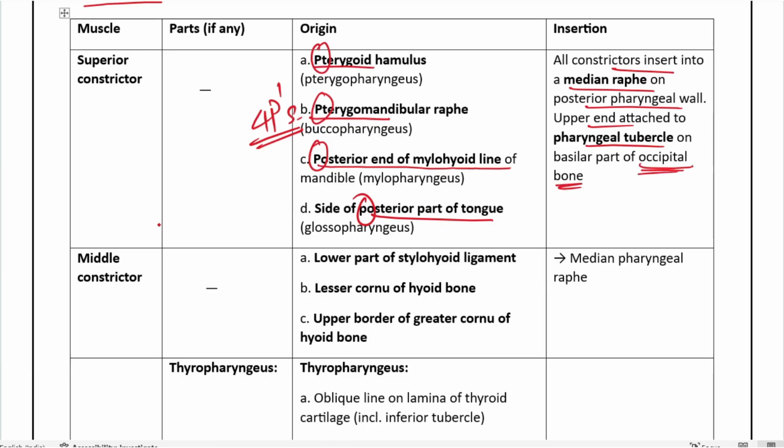The middle constrictor also is a paired muscle. It originates from the lower part of the stylohyoid ligament, the lesser cornu of the hyoid bone, and the upper border of the greater cornu of the hyoid bone. Again, insertion is into the median pharyngeal raphe.